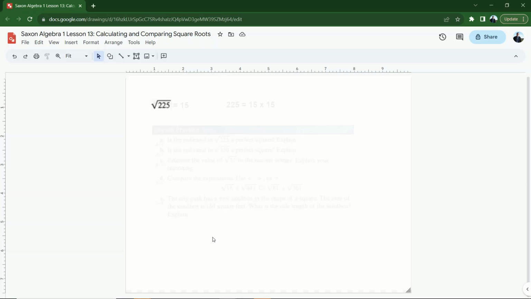And any square root that does not evaluate to a perfect whole number, because it's not a perfect square under the radical, is going to evaluate to an irrational number, a number with a non-terminating, non-repeating decimal, a decimal that just goes on with different digits, no pattern, forever and ever and ever. So square roots can be messy, but sometimes square roots can be really clean.